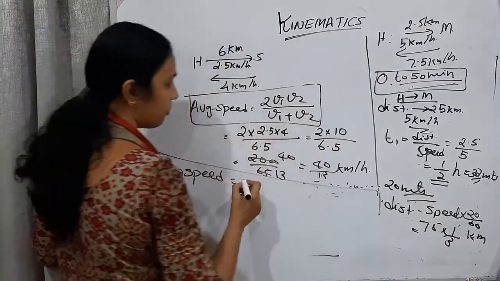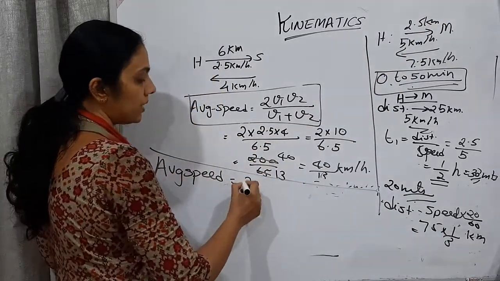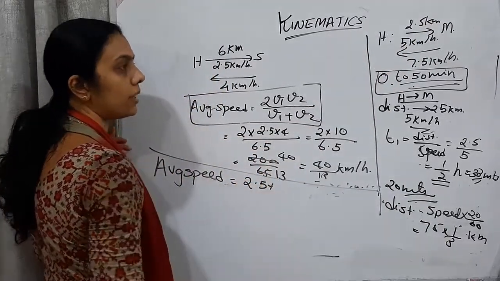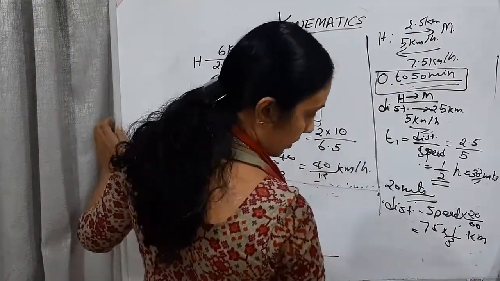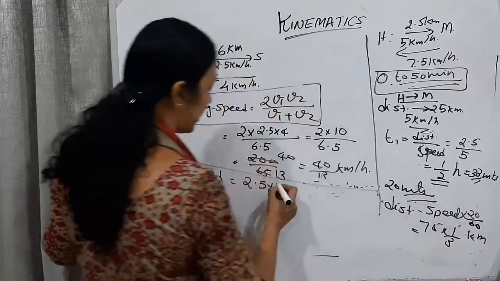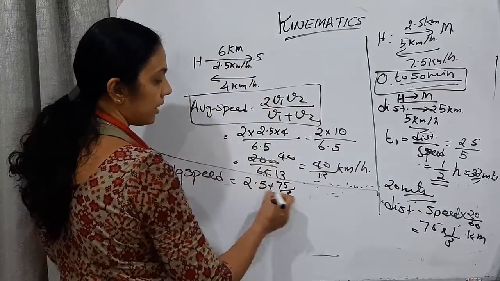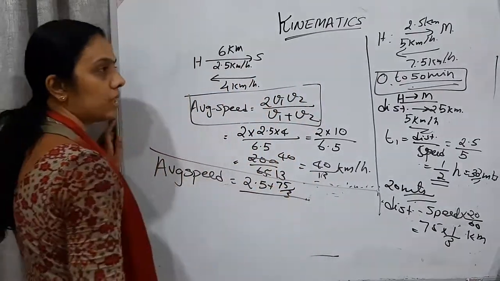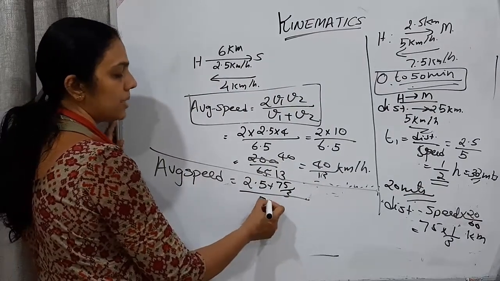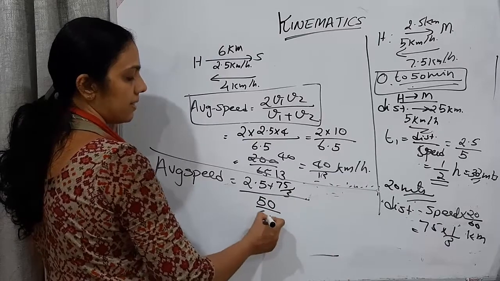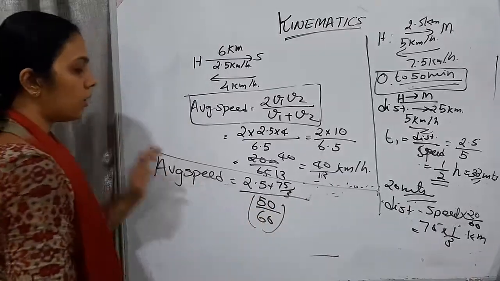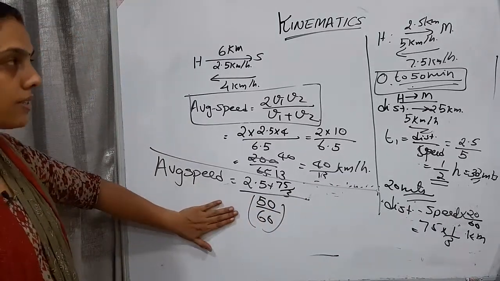Average speed is total distance traveled. See, in the upward motion, that is home to market, he is traveling 2.5 kilometers, and while coming back how much distance is he traveling? 7.5 by 3 kilometers, that is the total distance, divided by total time, 50 minutes, 50 divided by 60. Okay, here how are we reaching this result?